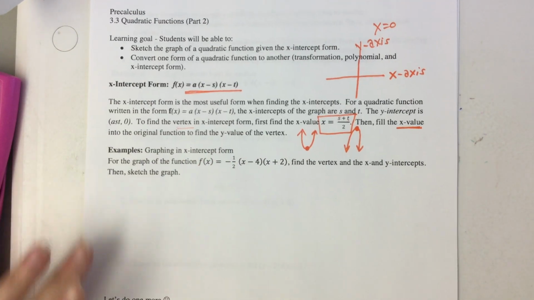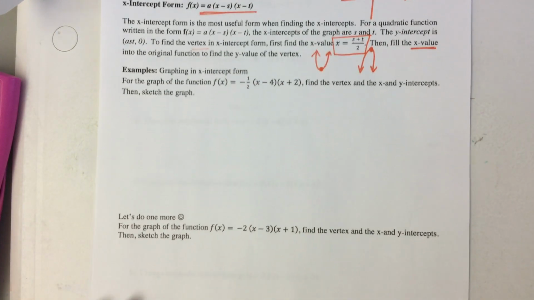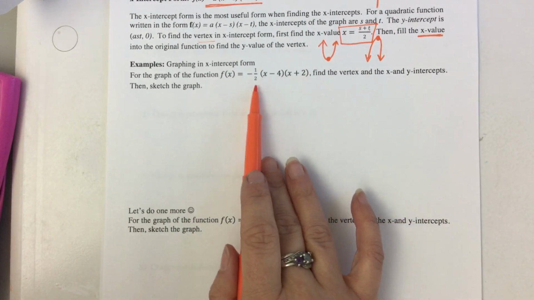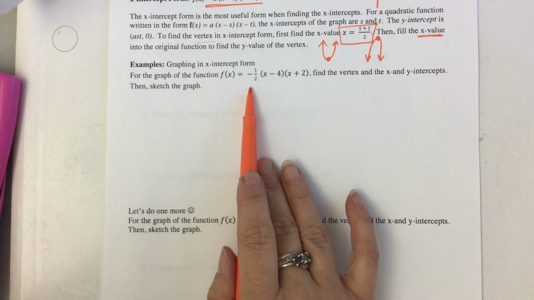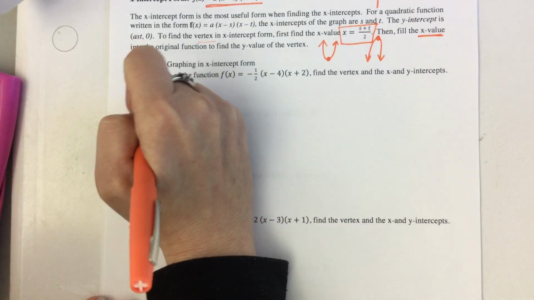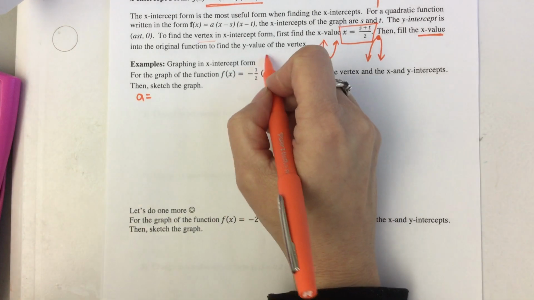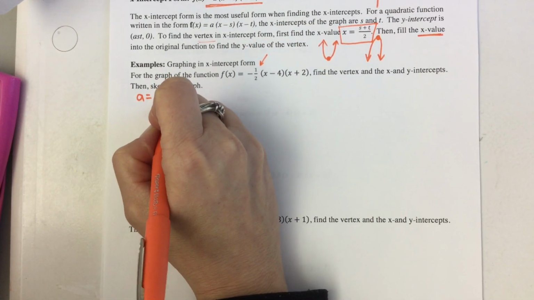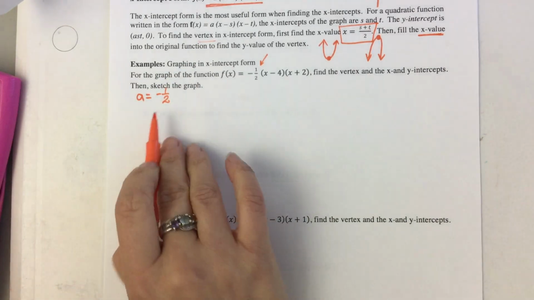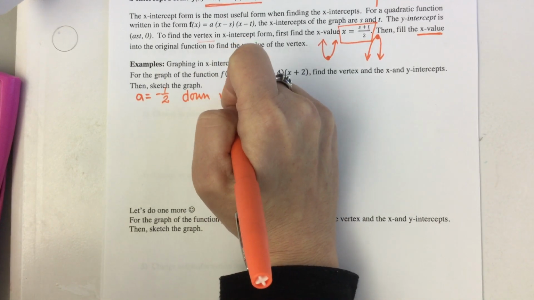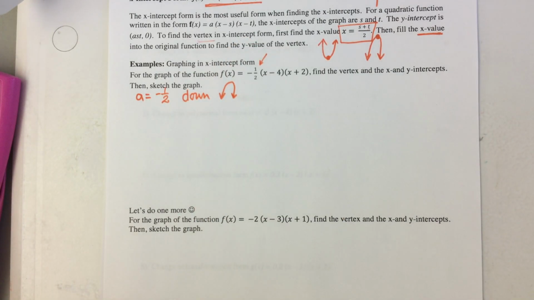Okay, let's go ahead and we will do 2 of these, and I'll try to go slow just to make sure it all makes sense. If I want to graph this quadratic function, this is an x-intercept form. Still, I like to go ahead and figure out what a is, because that helps me know ahead of time whether the parabola is going to open upwards or downwards. A is the value out front, so it's -1/2. If your a value is negative, that means that your parabola is opening downwards. Okay, so I know that right away.